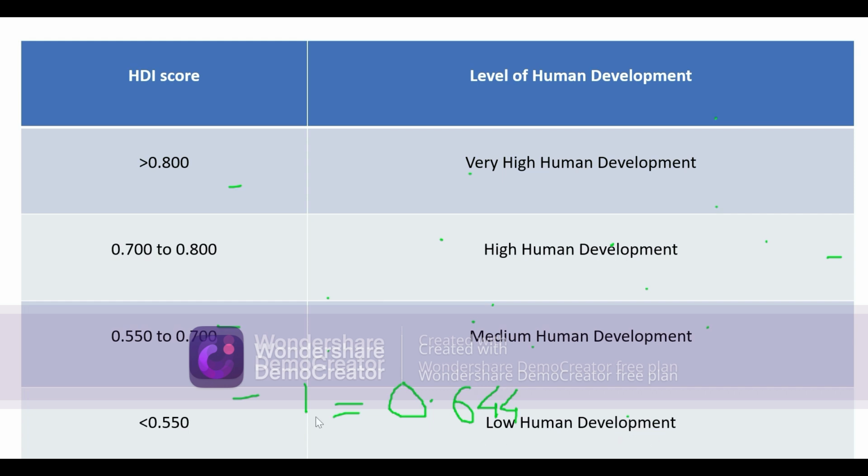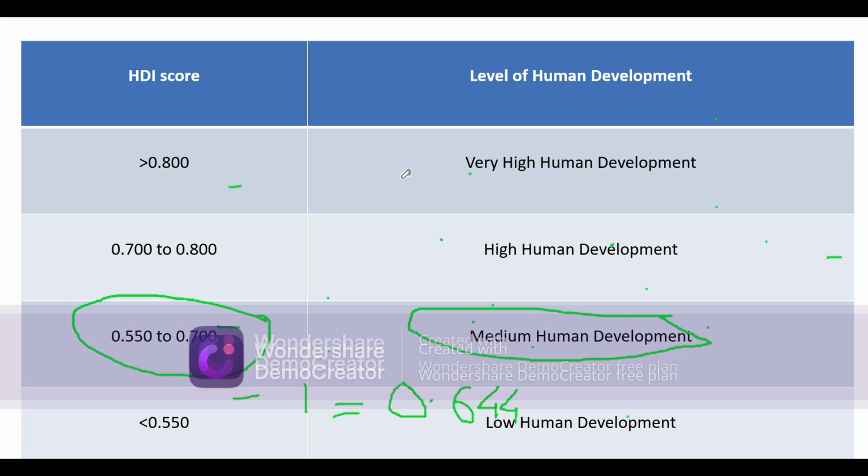low human development. Now our HDI score that we got from the actual numbers of India in 2024 is 0.644. Now 0.644 falls under this category, which means that the human development index of India in 2024 was medium human development. Okay, so this is how we calculate the human development index.